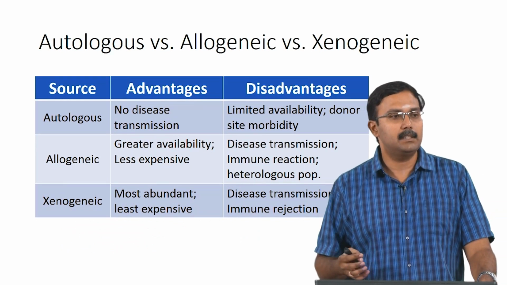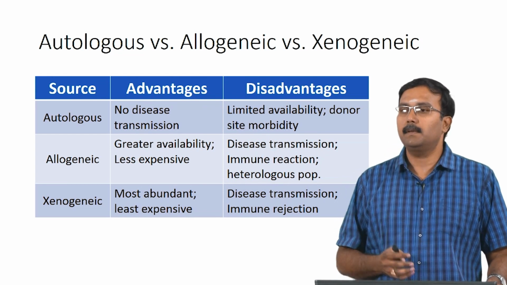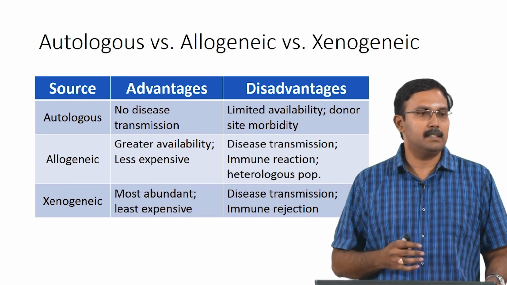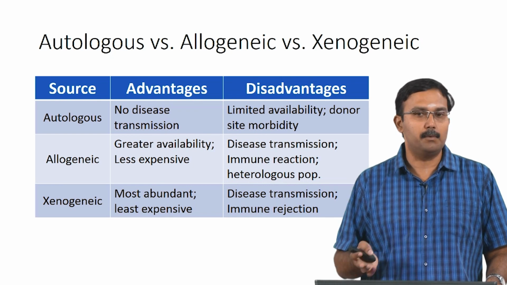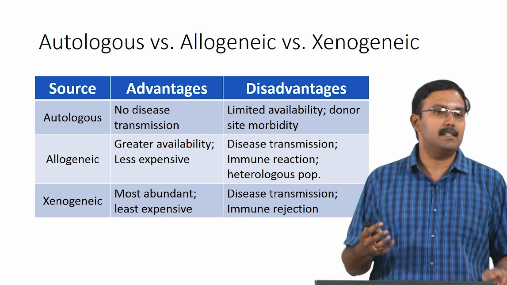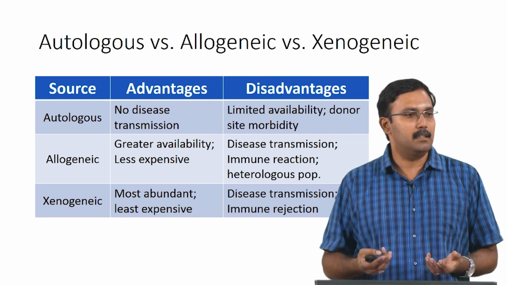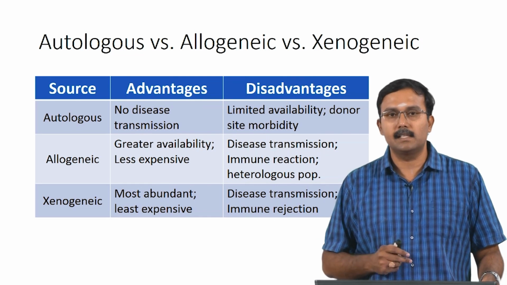Autologous, allogenic and xenogenic have their own advantages and disadvantages. With respect to autologous cells, the biggest advantage is there is no risk of disease transmission or immune rejection, whereas the disadvantages are that there is only limited availability, and you would be injuring the site from where you are harvesting the cells.